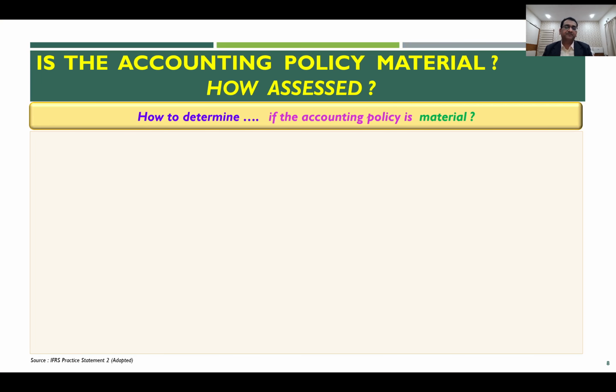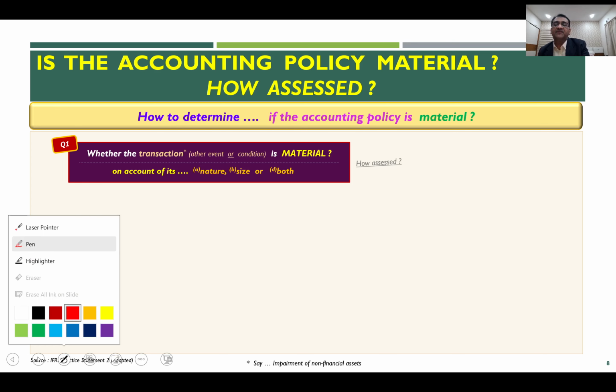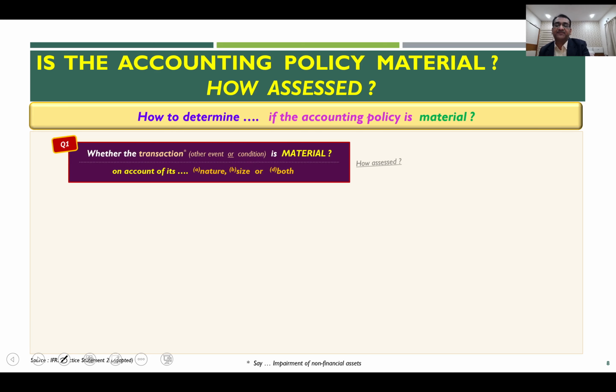So let's see this flow chart. This tells you how one needs to determine if the accounting policy is material or not. And this particular flow chart has been significantly leveraged from the IFRS literature, which I have given the source of at the bottom of the slide. So, to determine if the accounting policy is material or not, the first question one needs to ask is whether the transaction, say for example, impairment of the non-financial asset, whether the transaction itself is material to the entity?